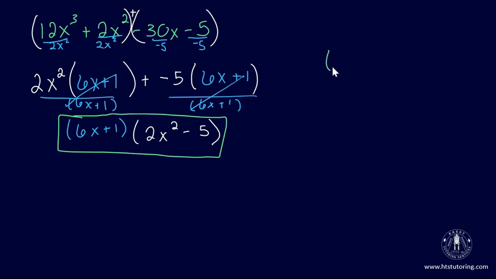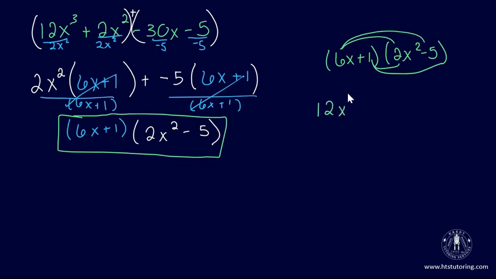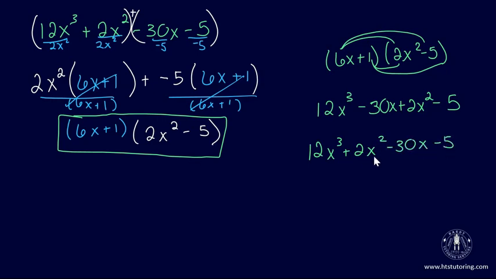And again, you can always check it by multiplying it back out. So I'm going to do 6x, and 1, times everything. So 6x times 2x squared is 12x cubed. 6x times negative 5 is negative 30x. 1 times 2x squared is plus 2x squared. And 1 times negative 5 is minus 5. And remember, we always have to put it in standard form. So I'll have 12x cubed plus 2x squared minus 30x minus 5, which is indeed what we started with. Okay, so we are done.